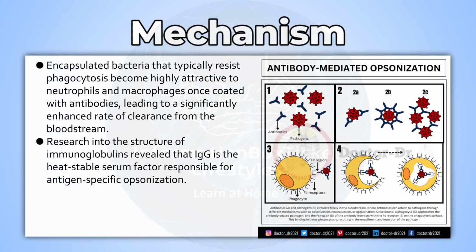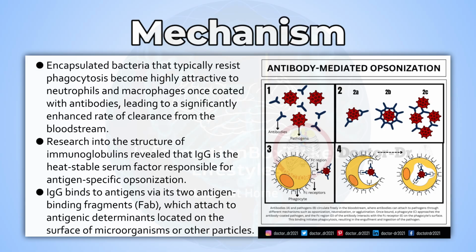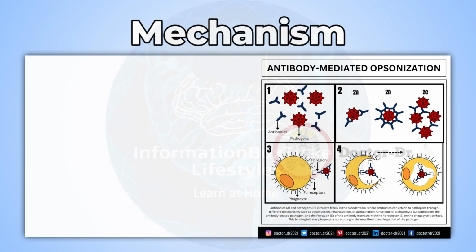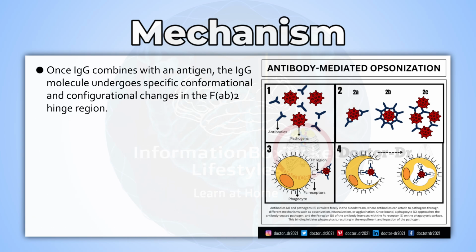Research into the structure of immunoglobulins revealed that immunoglobulin G is the heat-stable serum factor responsible for antigen-specific opsonization. Immunoglobulin G binds to antigens via its two antigen-binding fragments, which attach to antigenic determinants located on the surface of microorganisms or other particles. Once immunoglobulin G combines with an antigen, the immunoglobulin G molecule undergoes specific conformational and configurational changes in the FAB2 hinge region.